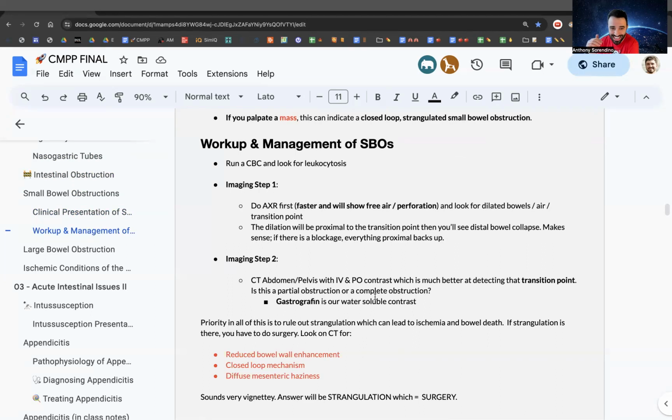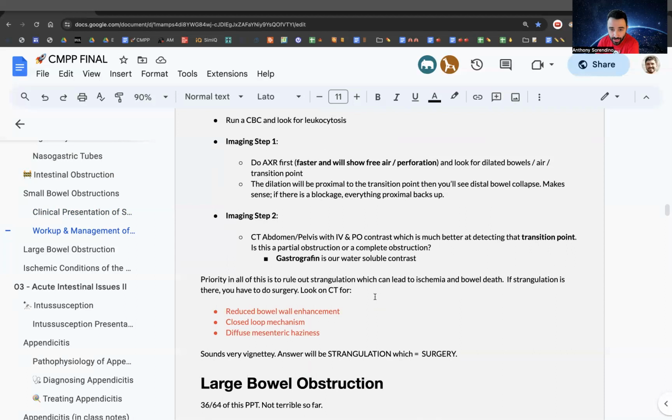And then there's a two-step imaging. You can do an abdominal x-ray first. You can do it bedside. It's going to be quick. It's going to show you if there's free air or perforation. And then, again, look for that dilatation of the air proximal to that transition point.